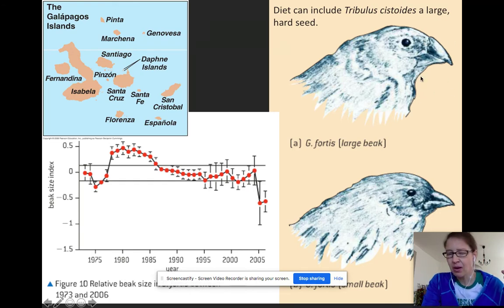We've already looked at the idea of resource partitioning. And so when medium ground finch, so G. fortis, are on an island with the small ground finch, they tend to have larger beaks.